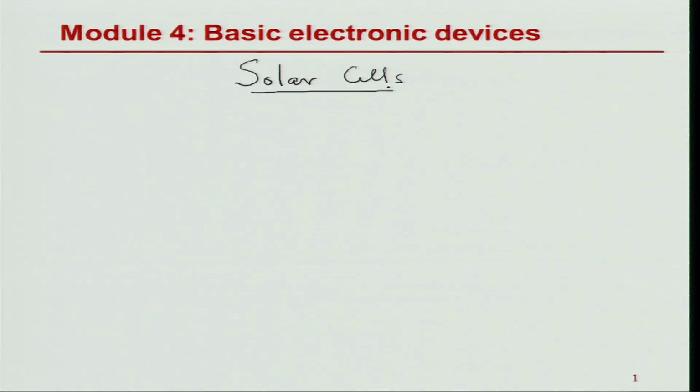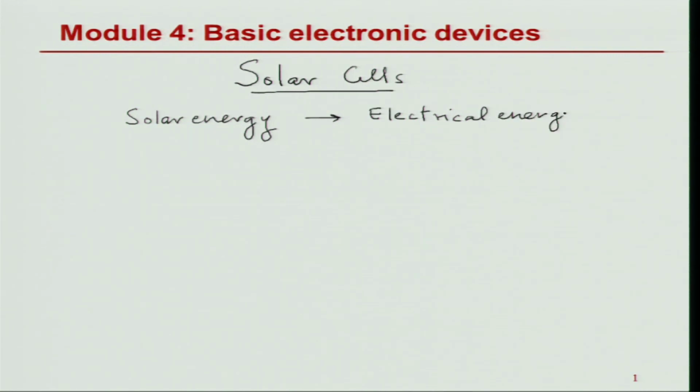Now, a solar cell is basically a device where we are talking about changing the solar energy into electrical energy directly. There are many other ways of harnessing solar energy, but this is a specific device where solar energy is converted into electrical energy. This is also sometimes called a photovoltaic device or a photovoltaic effect, where photons are creating a voltage inside a device.